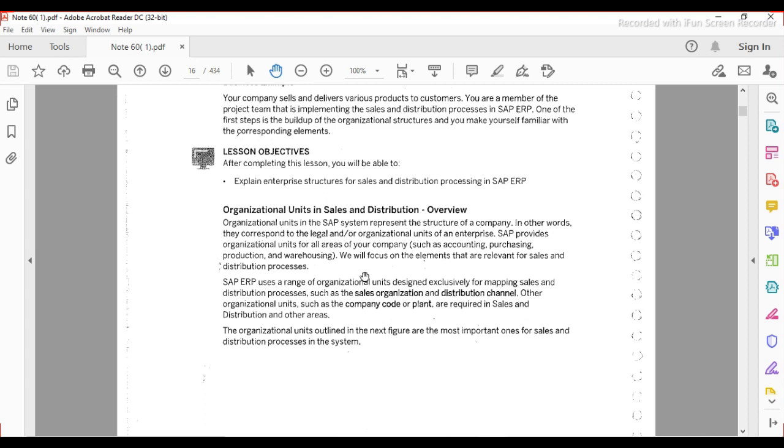Now, what is an organizational unit in sales and distribution? This is the overall view. Before I start, I want to explain what enterprise structure is.